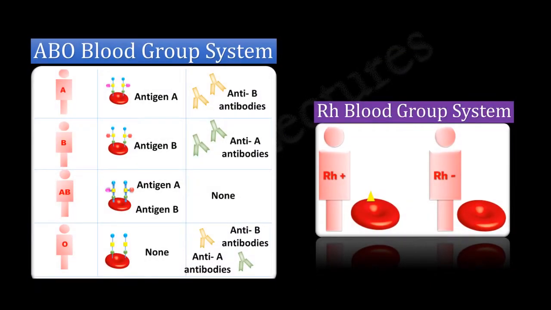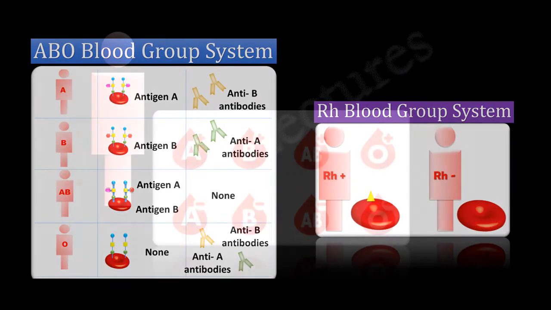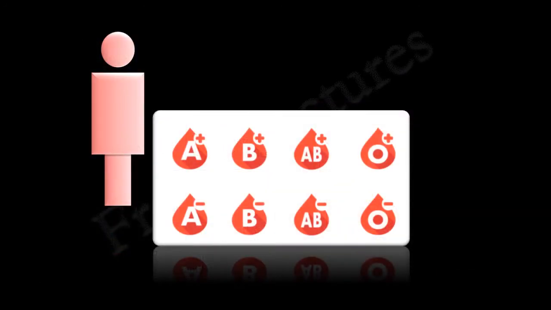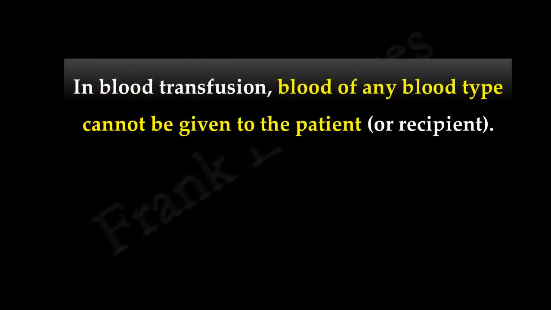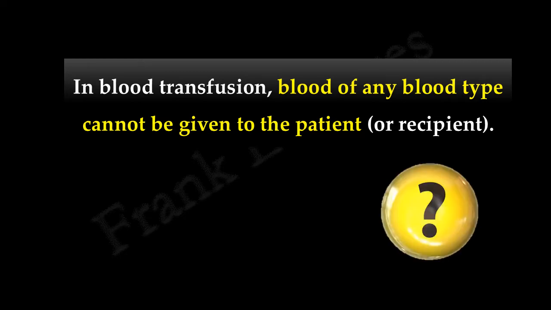In our previous video lectures, we have studied the ABO and Rh blood group systems. We also know that there are 8 blood types in humans. But blood of any blood type cannot be transfused into a patient or recipient. Now the question is why?